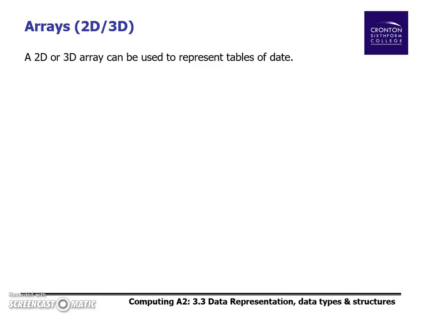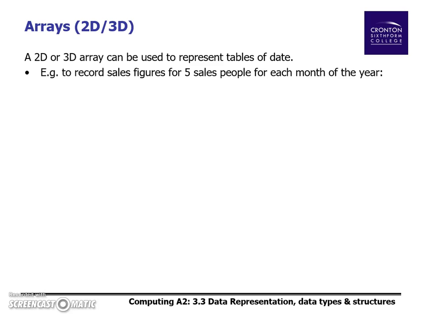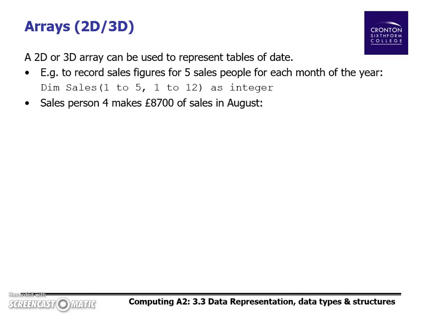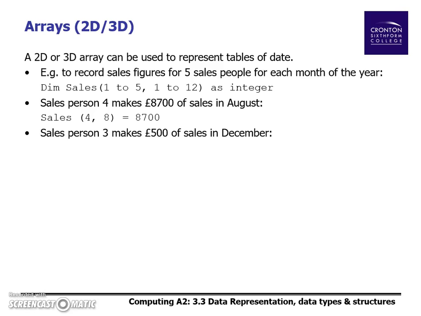A 2D or 3D array can be used to represent tables of data, I should say, not date. For example, to record sales figures for 5 salespeople for each month of the year: dim sales(1 to 5, 1 to 12) as integer. Salesperson 4 makes £8,700 worth of sales in August, so sales(4, 8) equals 8,700. Salesperson 3 makes £500 worth of sales in December, so it'd be sales(3, 12) equals 500.